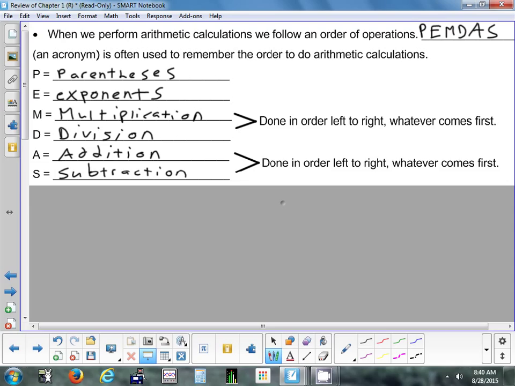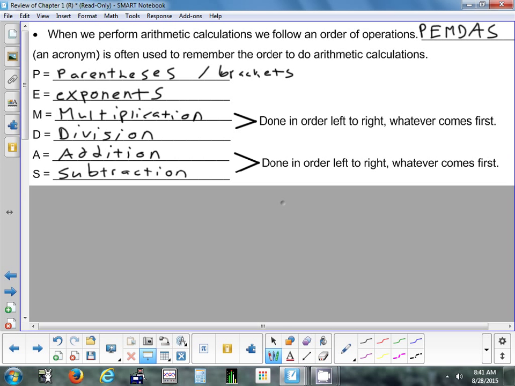Okay. So this is the general order that we do everything in. Parentheses are called a grouping symbol. Does anybody know another symbol you might see besides parentheses? Brackets. You can use brackets or parentheses, it's the same thing. You do whatever is inside the grouping symbol first.